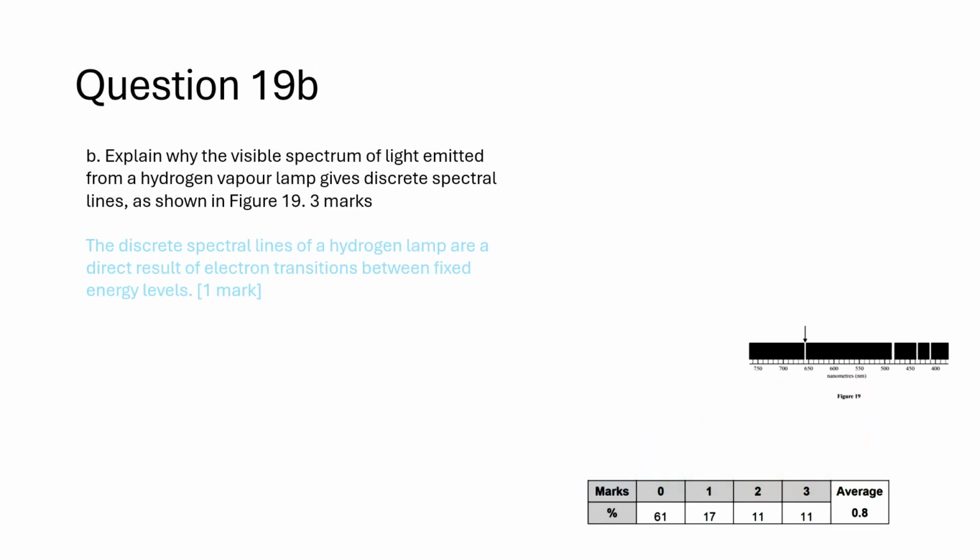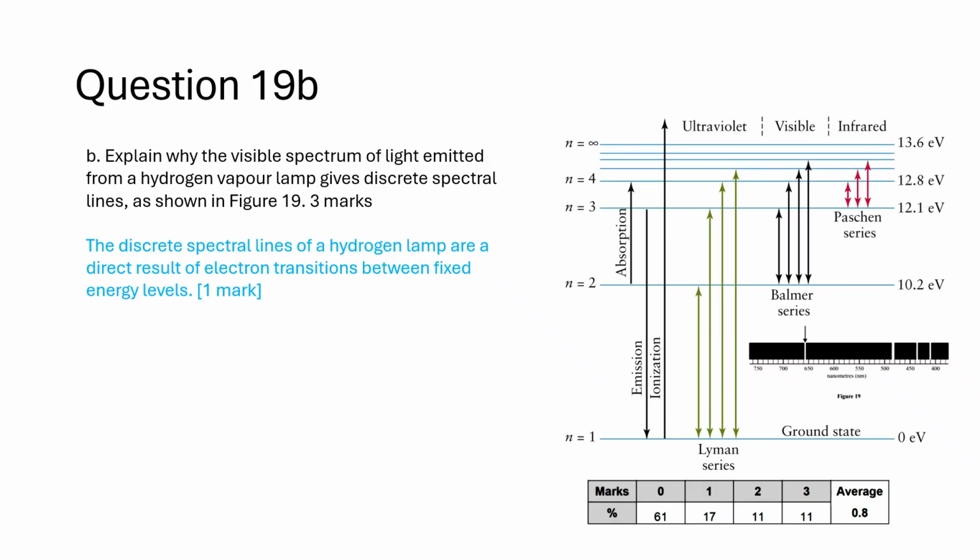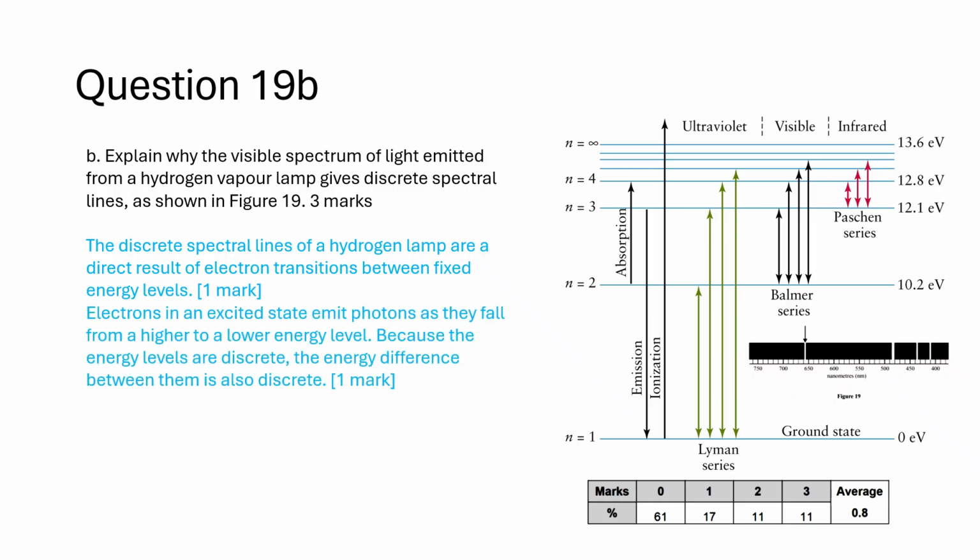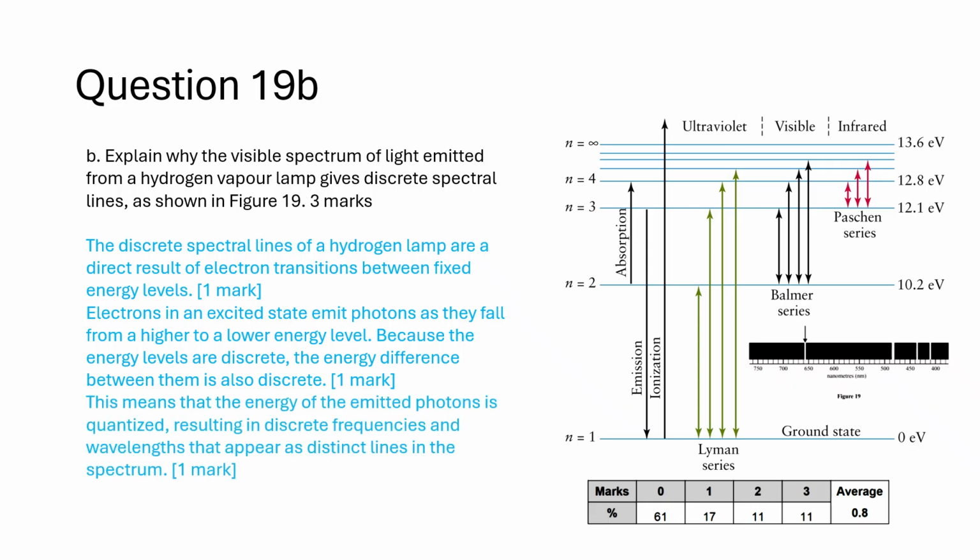The discrete spectral lines of a hydrogen lamp are a direct result of electron transitions between fixed energy levels. Electrons in an excited state emit photons as they fall from a higher to a lower energy level. Because the energy levels are discrete, the energy difference between them is also discrete. This means that the energy of the emitted photons is quantized, resulting in discrete frequencies and wavelengths that appear as distinct lines in the spectrum.